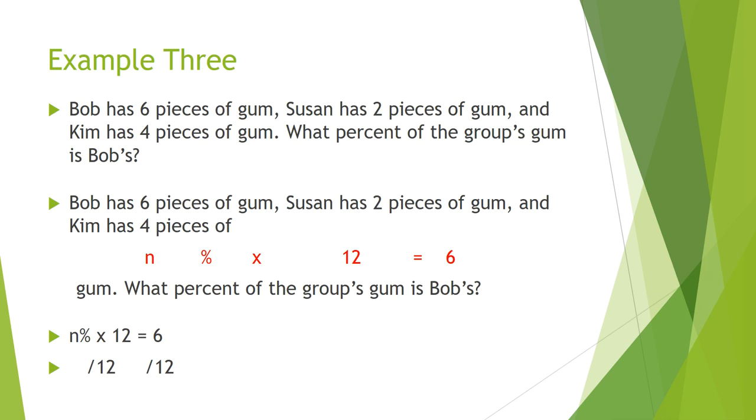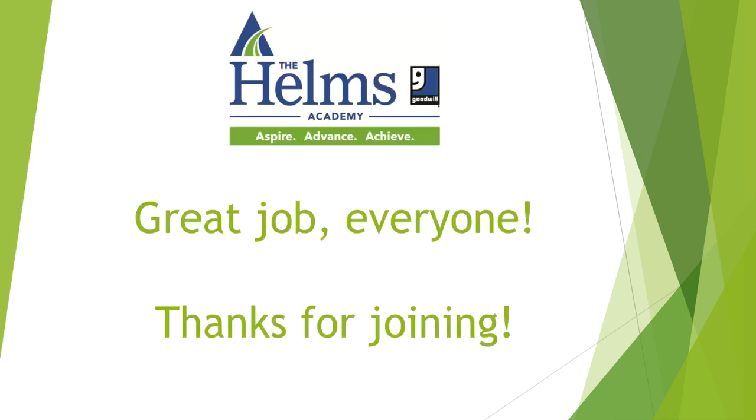On the other side, though, we have 6 divided by 12. So n percent equals 6 divided by 12. 6 divided by 12 equals 1/2. 1/2 equals 50%. So our n percent is 50%. So what percent of the group's gum is Bob's? 50%. It means he has half of it. Does that make sense? Yeah, if he has 6 pieces and the group has 12 total, then Bob has 50%. Great job, everyone. Thanks for joining.